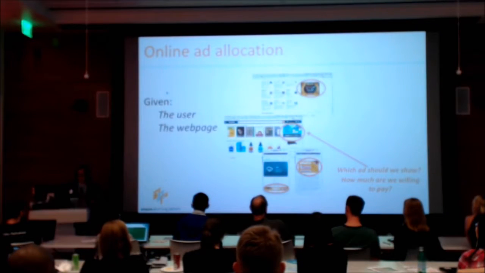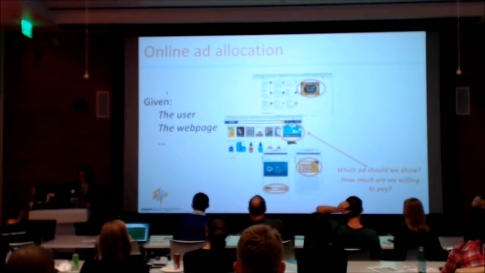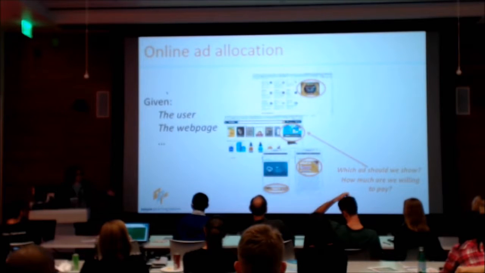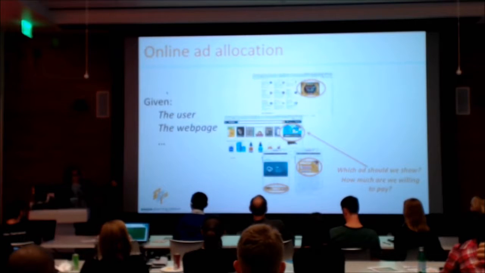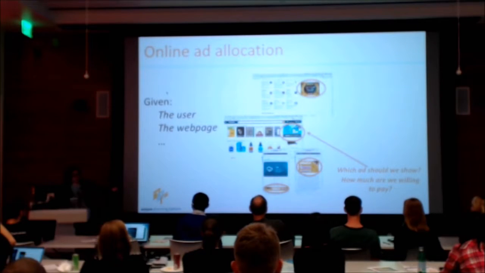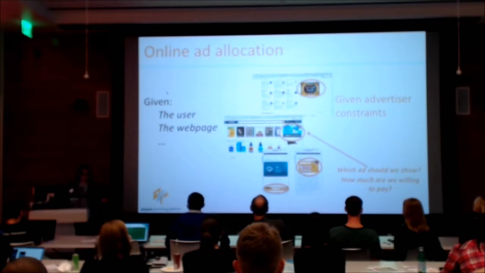So coming to the problem of ad allocation, so this decision of which ad should we show you, what are the kinds of things we should consider? Well, we should consider the user, the web page, and ultimately, the output of any algorithm we're going to come up with is going to be which ad should we show, and how much are we willing to pay to show you that ad once. Okay.